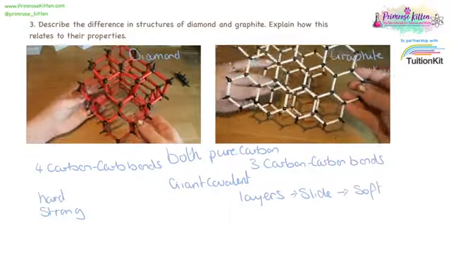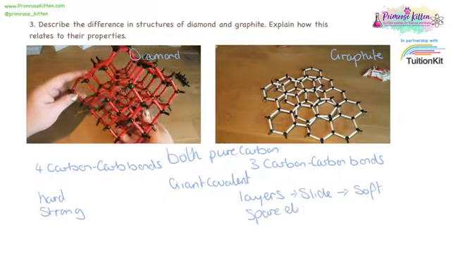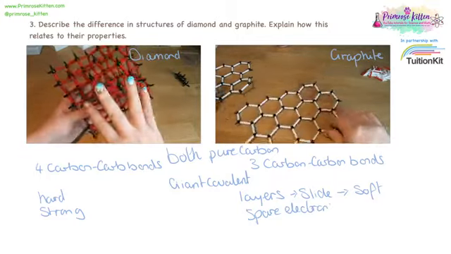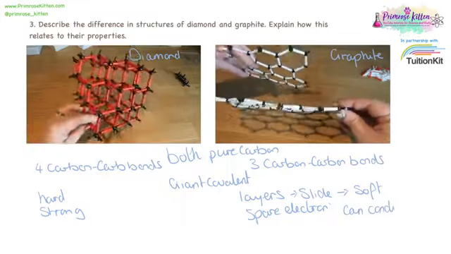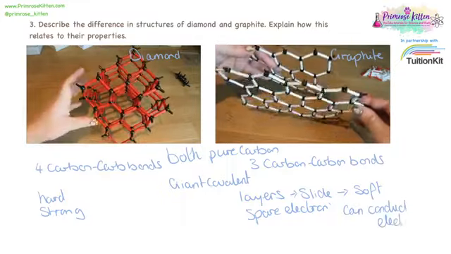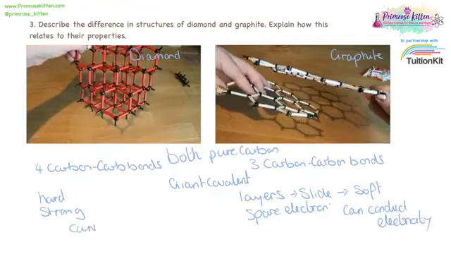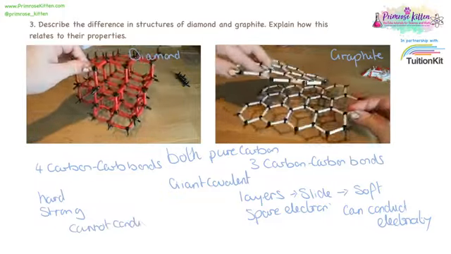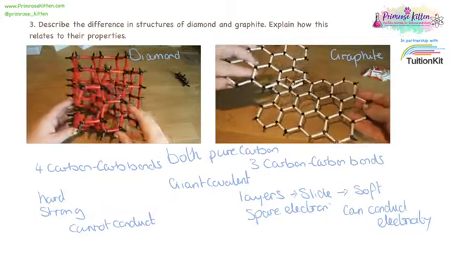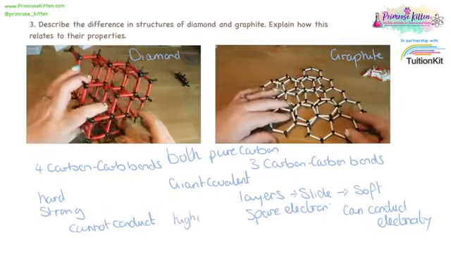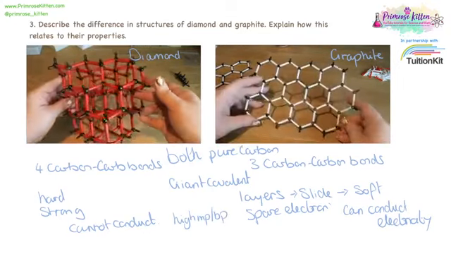Because it makes 3 carbon-carbon bonds, there is a spare electron. This spare electron floats around in between the layers, which means it can conduct electricity. Whereas diamonds cannot conduct. They are both going to have high melting points and boiling points. That means they're going to be solid.